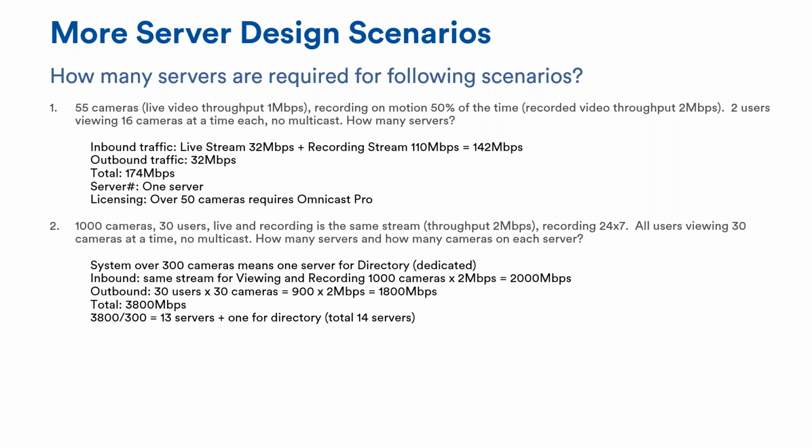And this is a very simplistic calculation, of course. We're going to divide by 300, but you normally wouldn't do that, right? Because you want to leave headroom, but just for ease of calculation, we're going to divide 3,800 by 300. So that's 13 archive servers, and then one dedicated for the directory for a total of 14 servers.